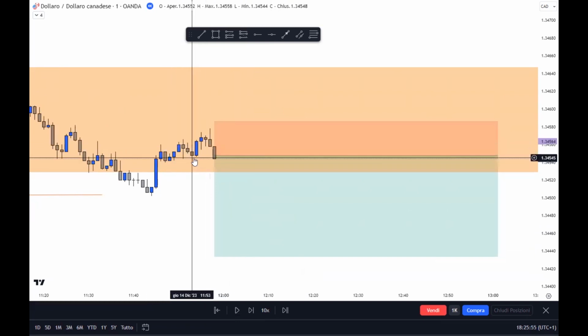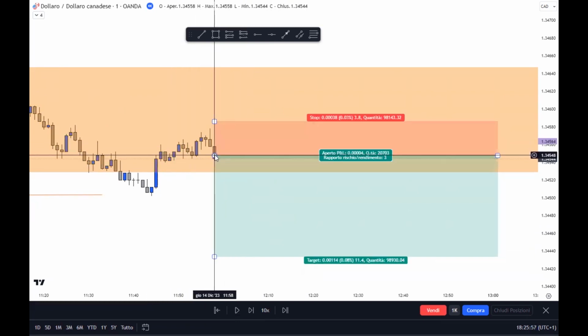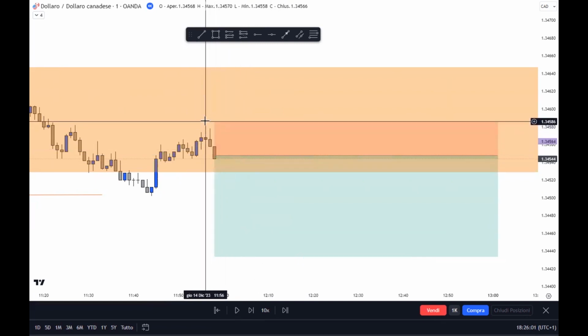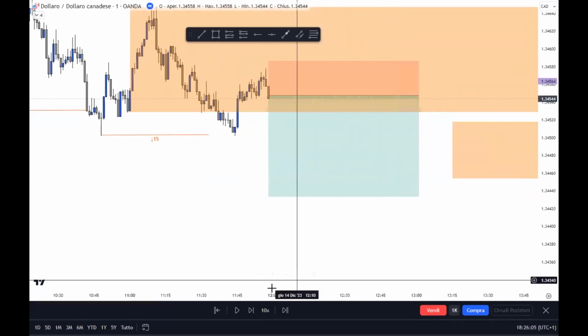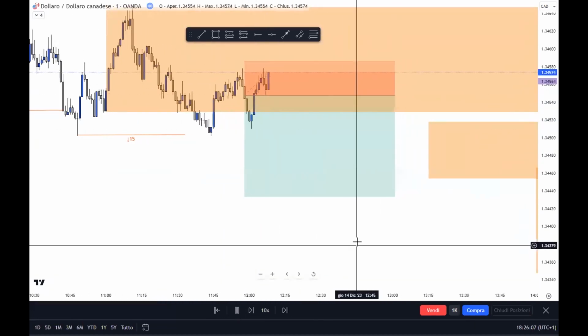We have the breakout structure down, so we can enter into the trade, plus our stop loss just above with a little bit of buffer, and just targeting our 3R. Easy. Let's see how it played out.